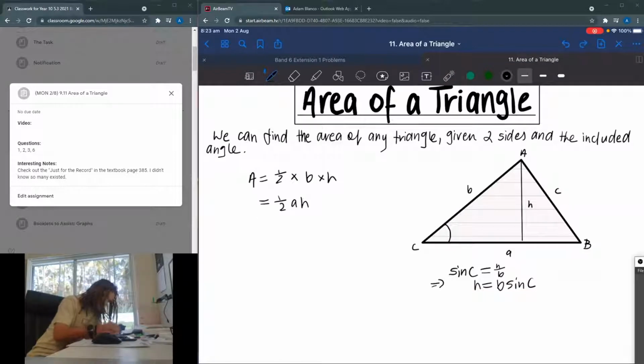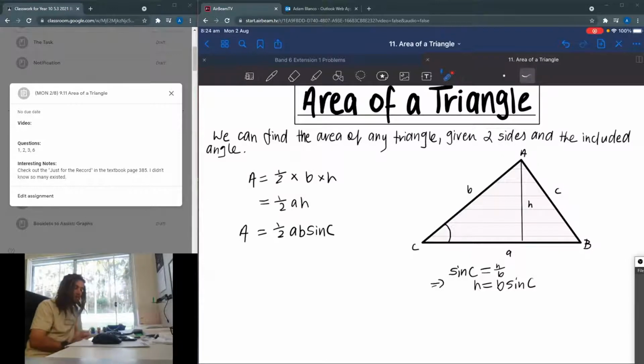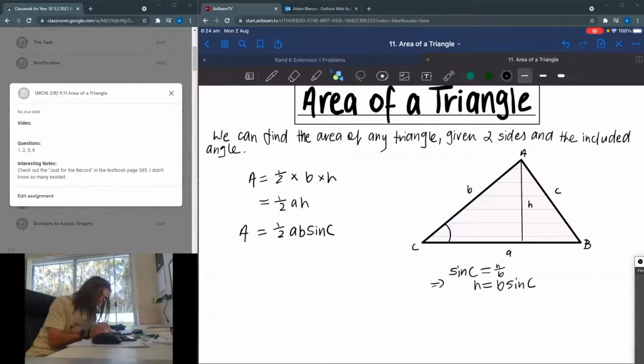So that's half A, B, sine C, and that's literally it. That's where it comes from, but all you really need to know is that I can find the area of a triangle in two ways. Half base height. If I don't know half base height, but I know some of the sides and one of the angles, I can do half AB sine C. I just remember memorizing that in high school. That's literally it. I'm going to put a box around that because that's important.